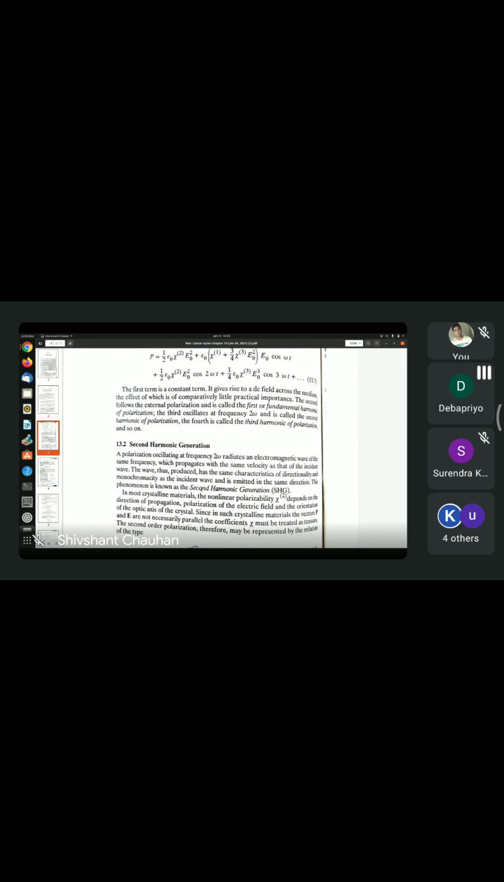Okay, this twice omega component is called the second harmonic of polarization, and the thrice omega component is called the third harmonic of polarization.